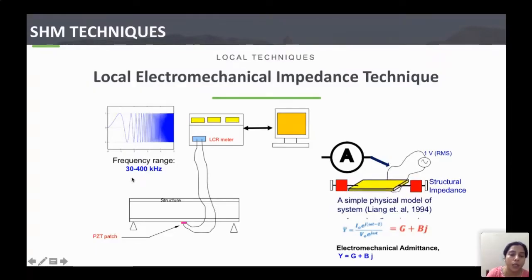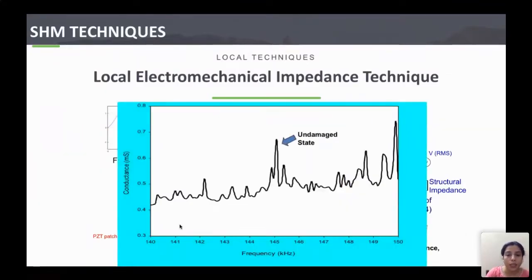In the previous technique, the frequency range was less than 100 hertz. So it was very low as compared to this, because here you see the frequency range is 30 to 400 kilohertz. So this is why, since the frequency is very high, this technique is very sensitive to very small levels of damage. Okay, so this is the typical conductance signature of a structure in the undamaged state.